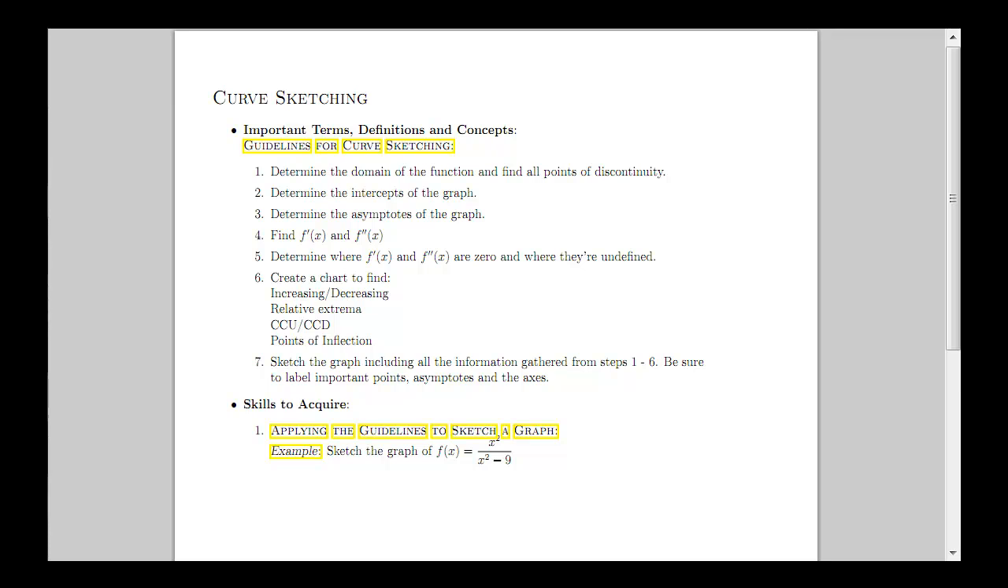Okay, so let's put it to work. So we're going to do this on the function f of x equals x squared over x squared minus 9. Alrighty, first things first, what does it say? Find all points of discontinuity. Find where this function lives.